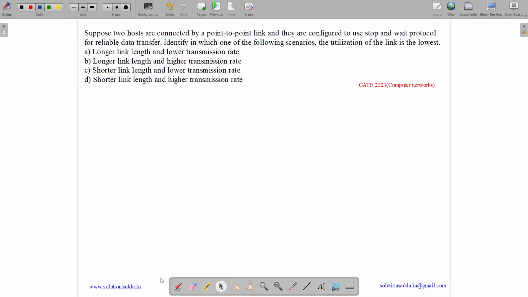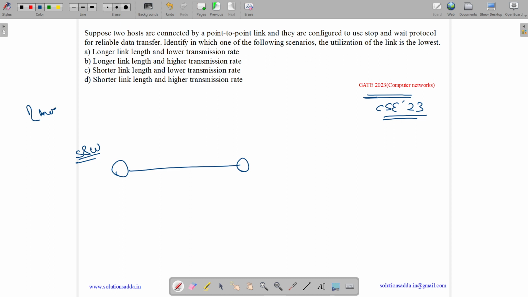This question belongs to the computer networks subject and was asked in GATE CSE 2023. The question states, suppose two hosts are connected by a point-to-point link and are configured using the stop and wait protocol for reliable data transfer. Identify in which one of the following scenarios the utilization of the link is the lowest, which means efficiency is the lowest.